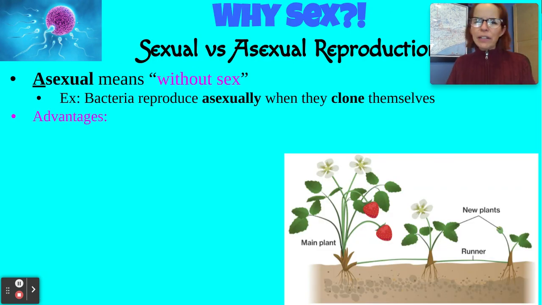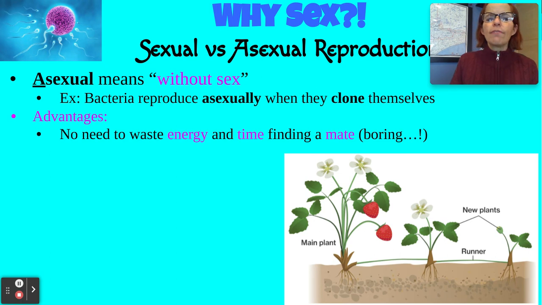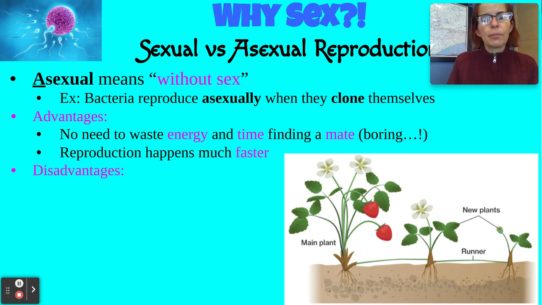Okay, and then just a quick reminder again about why sex. Asexual means without sex. And so bacteria reproduce asexually. They just clone themselves. The advantage is that it's super fast. So bacteria are able to reproduce every 20 minutes. And that's partly because they're small also, but they don't need to find a mate. So reproduction happens much faster.